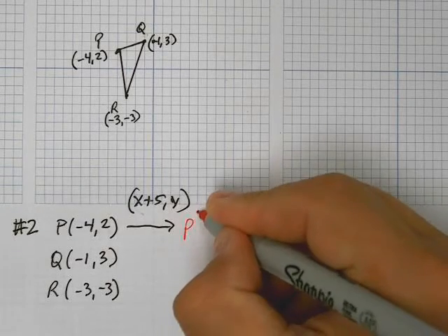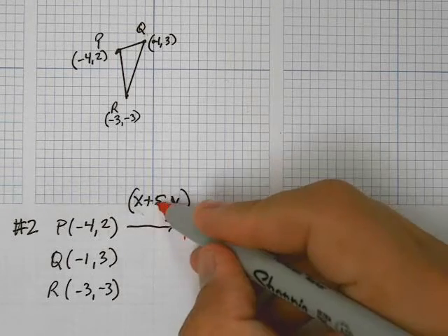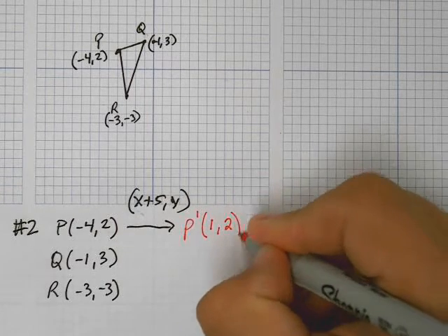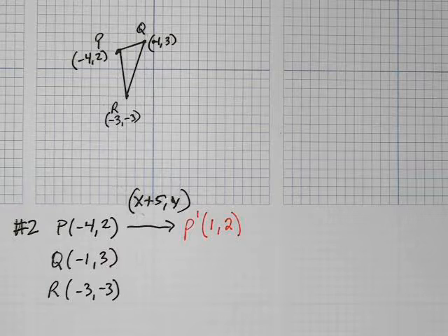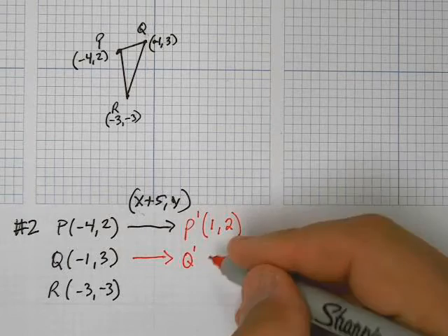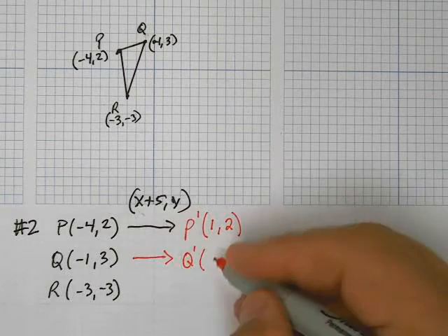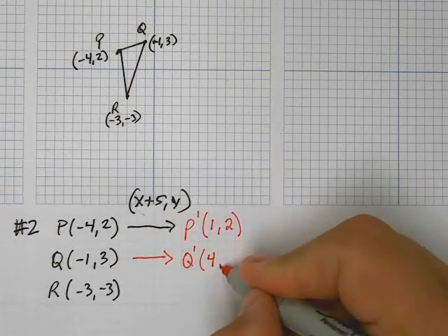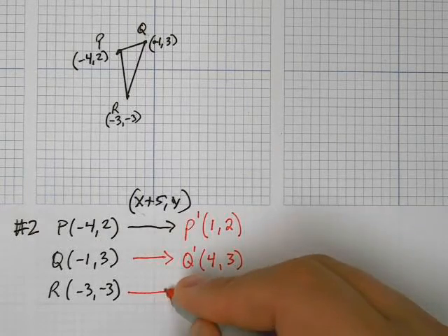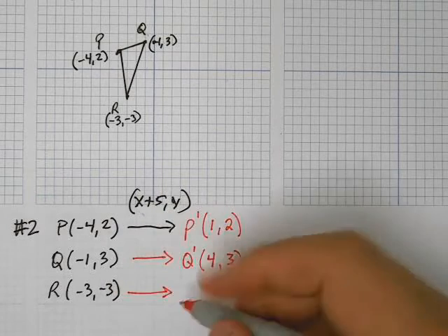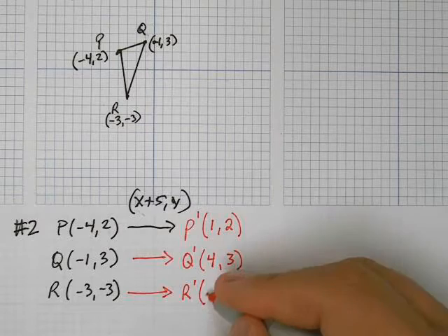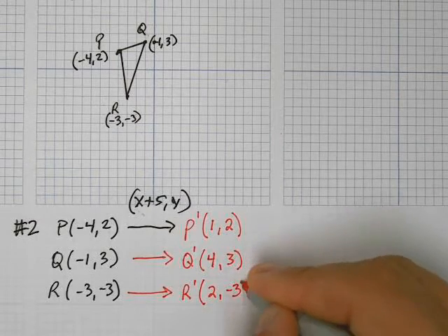And that means I get P prime. When I add 5 to -4, I get +1, and the y stayed the same. Okay? So let me do the same thing with Q. I get Q prime. When I add 5 to -1, I get +4, and the y stays the same. I got to do a little bit of math in my head. I sure hope that's not freaking you out. Add 5 to -3, and I'm going to get R prime because it's the other triangle. Add 5 to -3 again, and I get 2, and then -3.